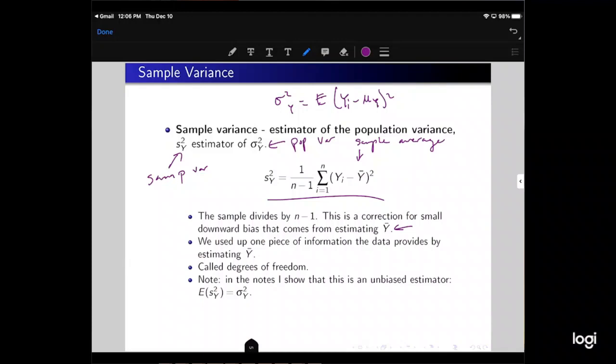In the notes, I show that this is an unbiased estimator of the population variance. So I show this in the notes if you're curious. Remember, in the previous set of slides, we looked at what unbiased means. Unbiased for Y bar meant that it was equal to the population mean. Here, the expected value of the sample variance is equal to the population variance.